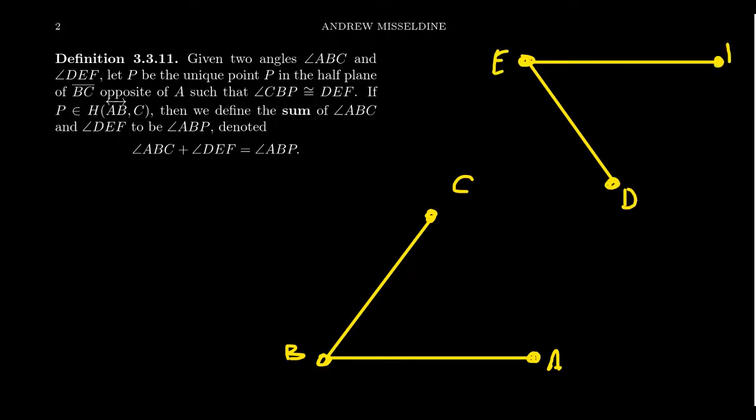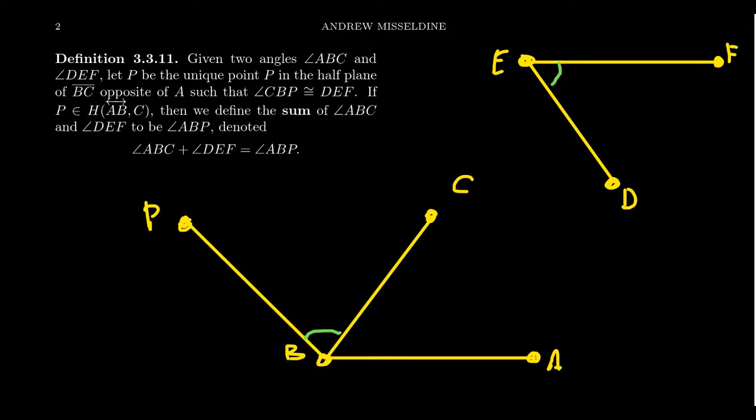In that situation, it's going to be similar to what we did with segment addition. So when we have two angles, ABC and DEF, let P be the unique point in the half plane of BC that's opposite of A, such that CBP is congruent to the angle DEF. So we're going to add some new point in the situation here. We have some new point over here, which we now call P. And so by angle translation and all that jazz, the angle CBP that was just constructed will be congruent to the original angle DEF, like so.